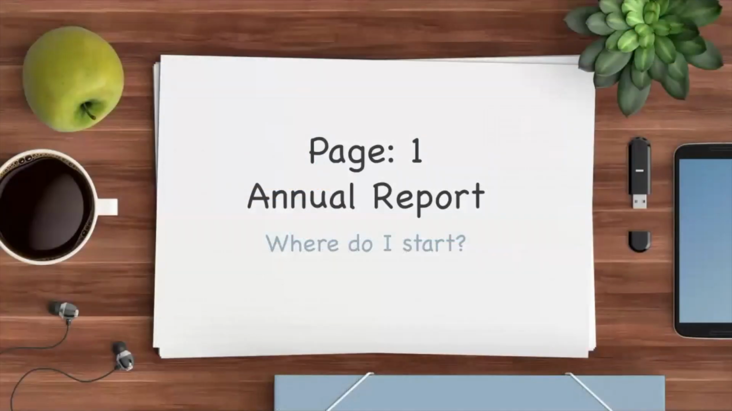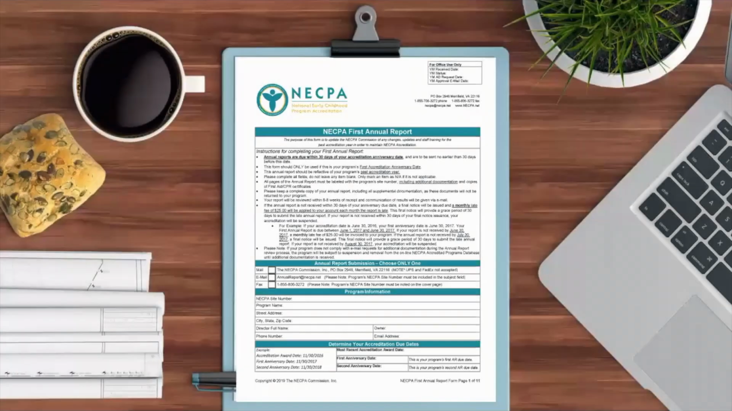Page 1. Annual Report Cover Page. Where do I start? Looking at the first page, please follow along as I complete the report using sample center and address. You will want to fill in your site number on the first line. This can be found on your award certificate and is an 8-digit number.